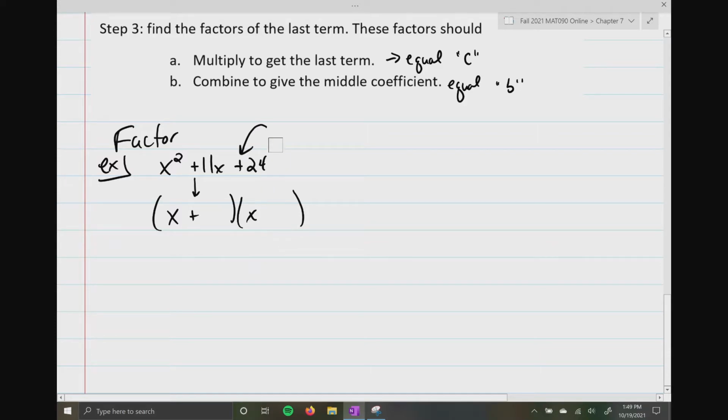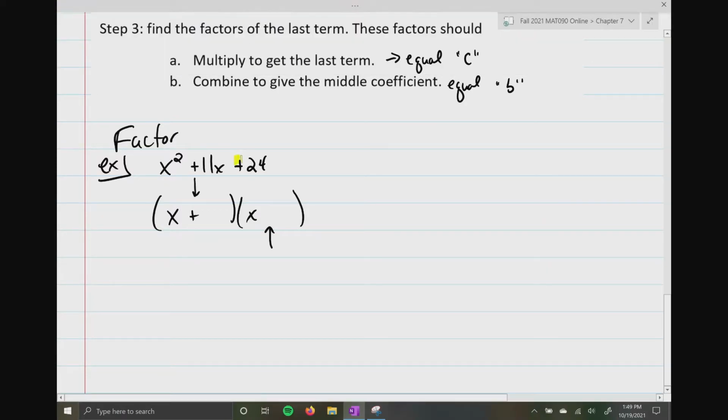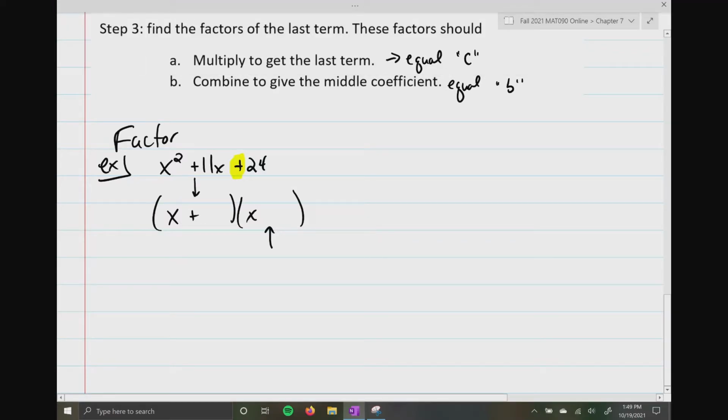I'm moving way too fast here. The second sign and the second binomial is going to be determined by that right there that I have highlighted in yellow. So in other words, since the first one is positive and I know my answer is positive, a positive times a positive equals a positive. So both of these are going to be positive.